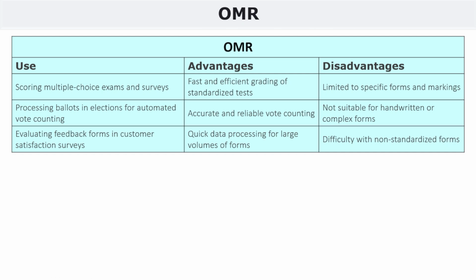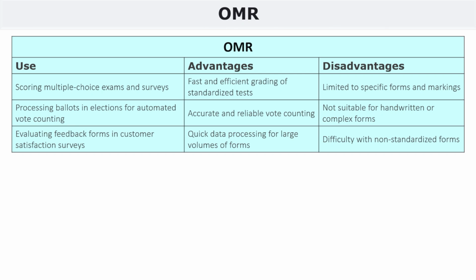The next one we have here is optical mark recognition, which is used for scoring MCQs and surveys, and again for processing ballots in elections in some cases. The advantages of using OMR are that it is very fast for grading, and accurate and reliable for vote counting. It is quick for data processing if you have large volumes of data or forms.